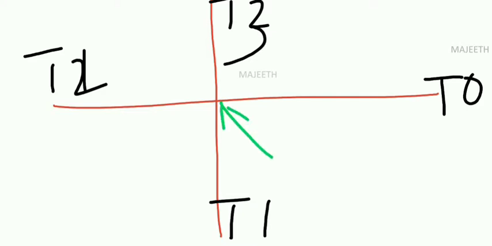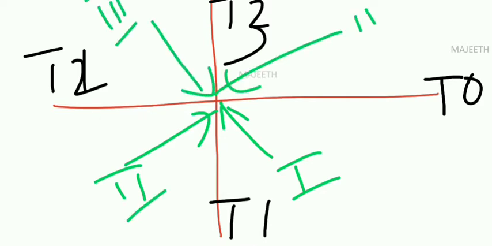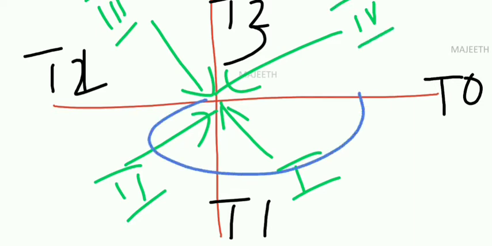So this is the endpoint. If it is in here, it is a first order system. This is second order system. This is third order system. This is fourth order system. Our diagram starts from here and ends at here.